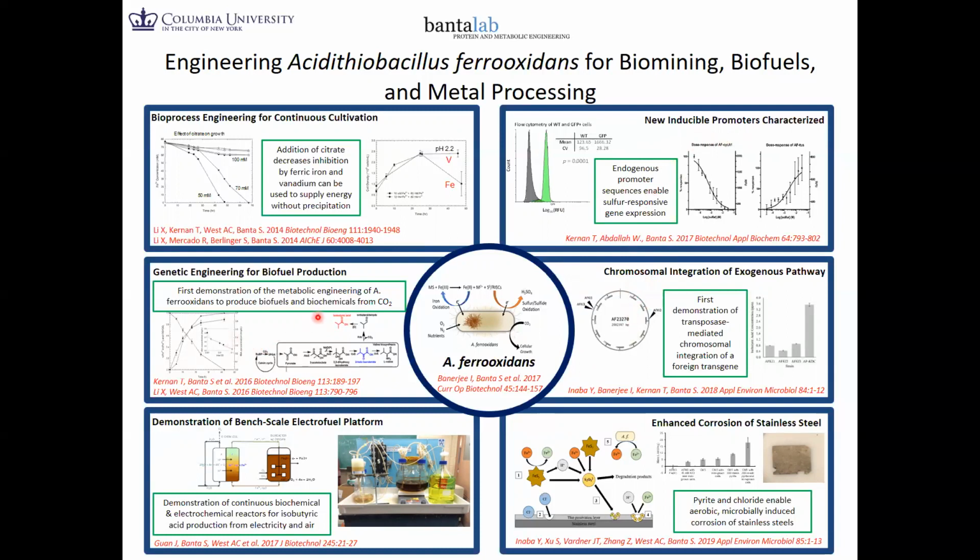We've been able to do genetic engineering of the bacterium, where we've been able to put foreign pathways in the bacterium to get the cells to now make biofuels from CO2. So we've put in foreign pathways and engineered the cells.